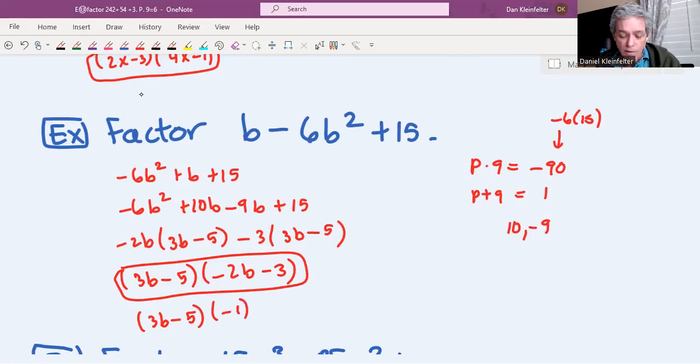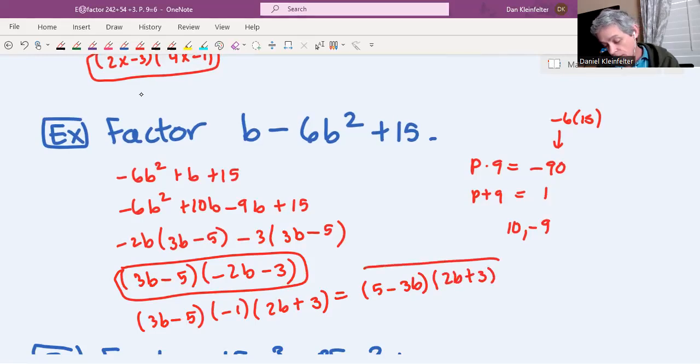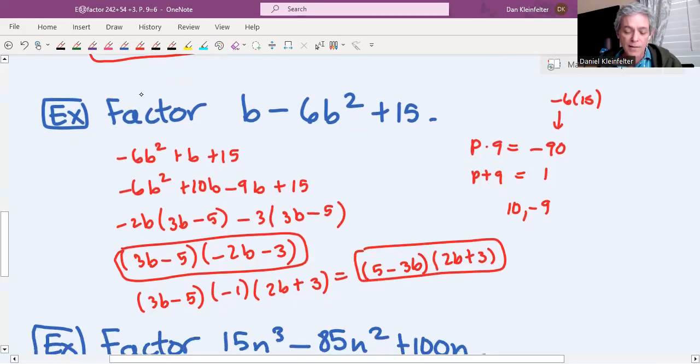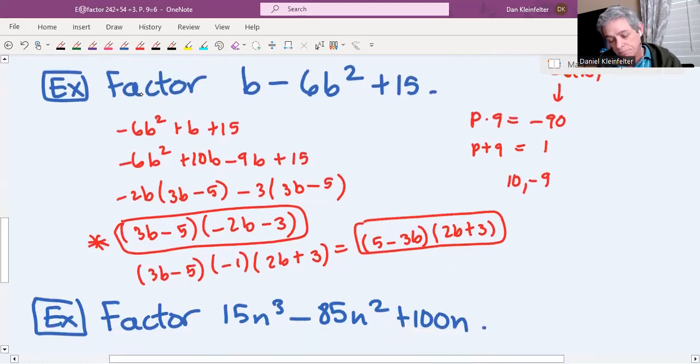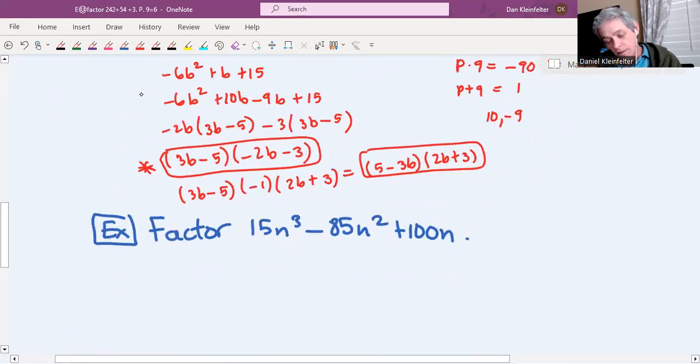So that'll be a negative 1, and then I'll have 2b plus 3. And that looks nicer. I'm going to multiply this negative 1 into the first binomial, actually. This will give us 5 minus 3b times 2b plus 3. I like the looks of that better. Some people won't like it because the 3b is in the back, but I think it looks better without all the minus signs. Okay, if you wanted to just stick with the one here that's got the star on it, that's also okay.